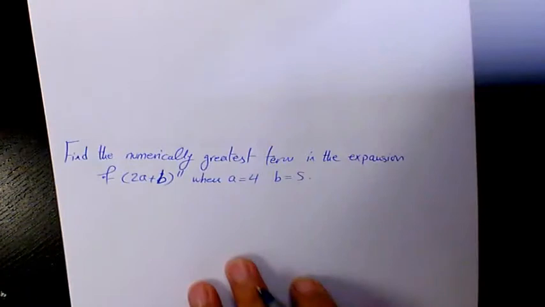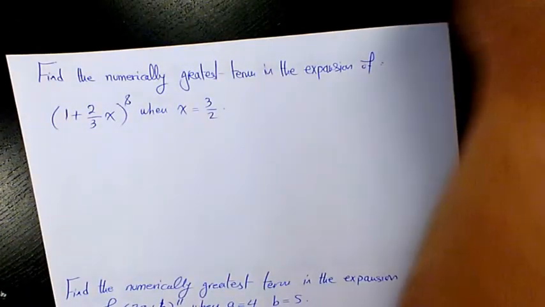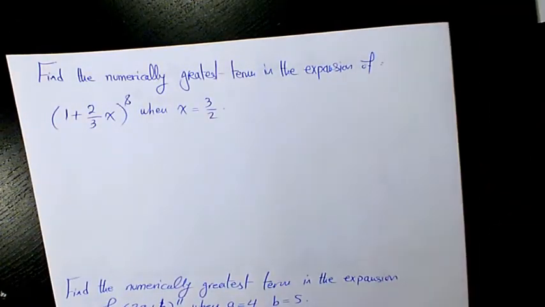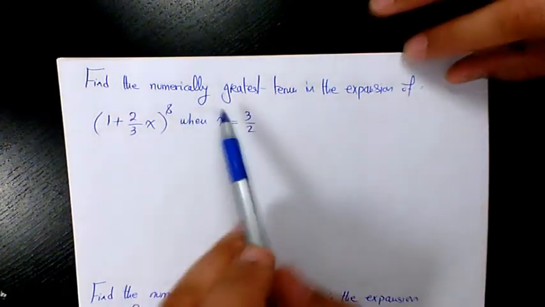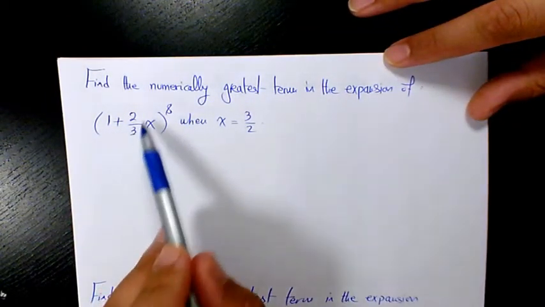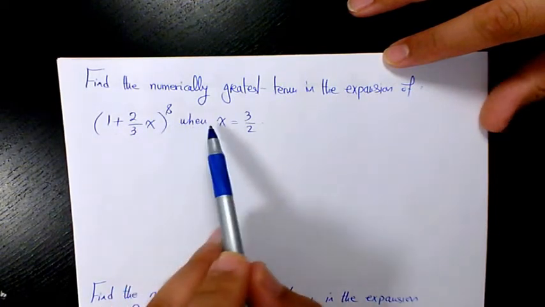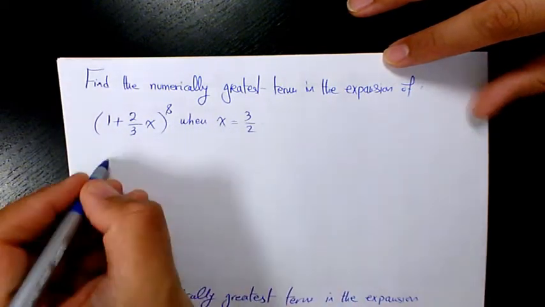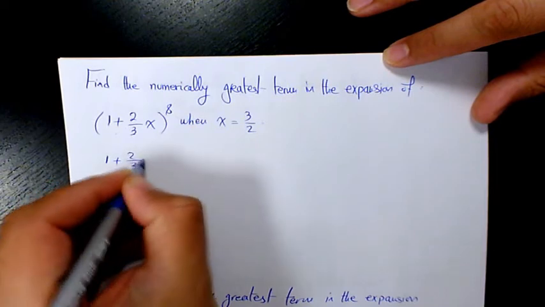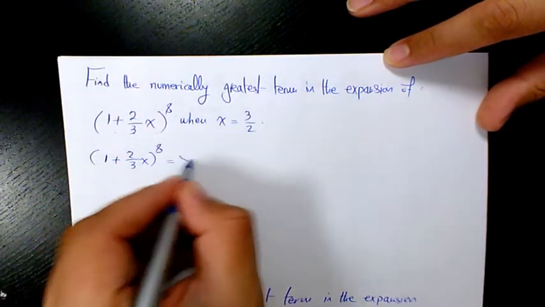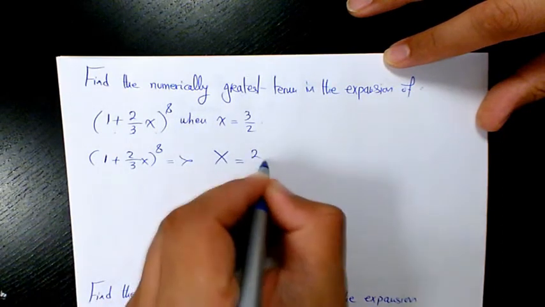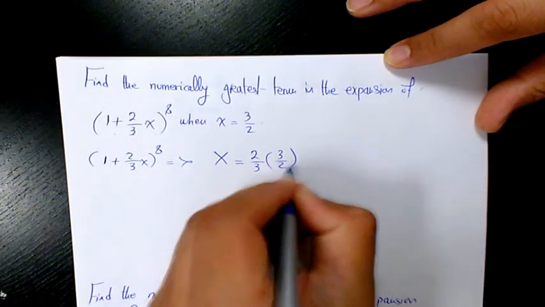Let's look at the next example. Find the numerically greatest term in the expansion of 1 plus 2 over 3x to the power of 8 when x is 3 over 2. So X is going to be 2 over 3 times 3 over 2, which is going to be 1.